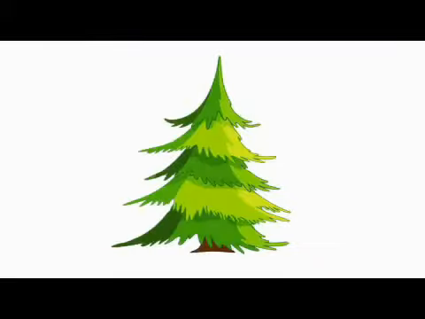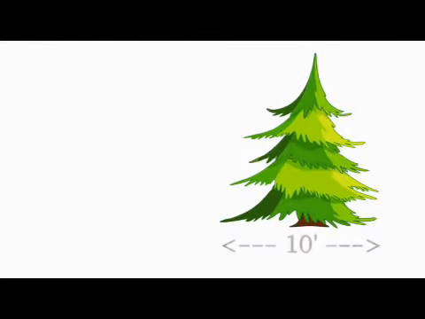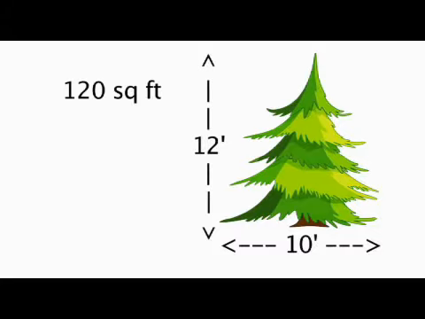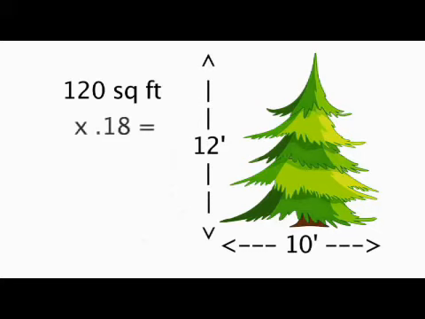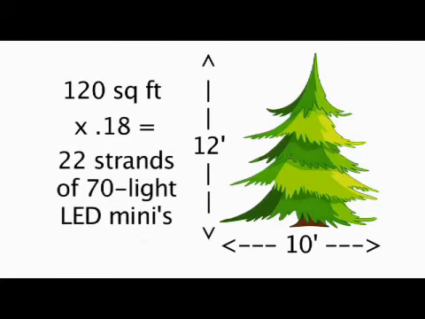So let's take a look at an example. This tree is 10 feet wide by 12 feet tall, which gives you a square footage of 120 square feet. Multiply that by 0.25, and that gives you 30 strands of 50 light incandescent minis, or multiply the 120 by 0.18, and this tree would take 22 strands of 70 count LED minis.